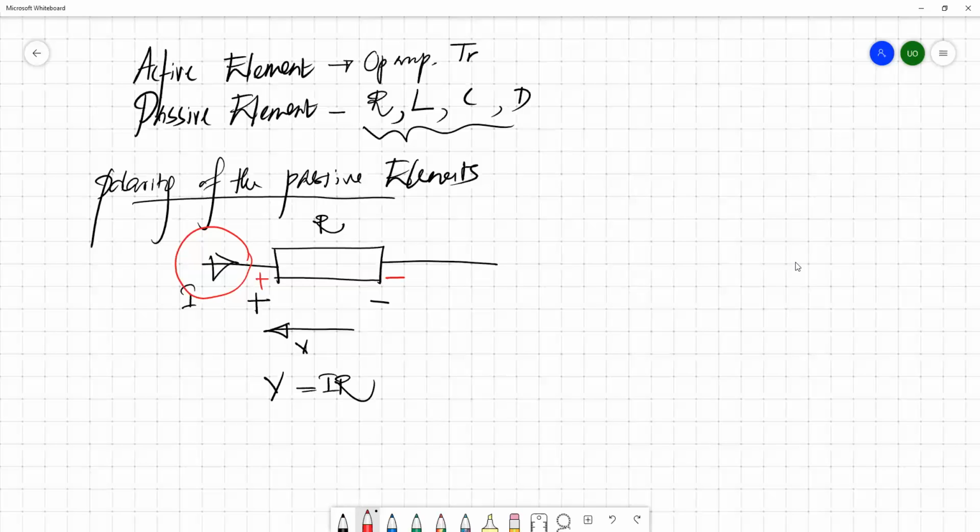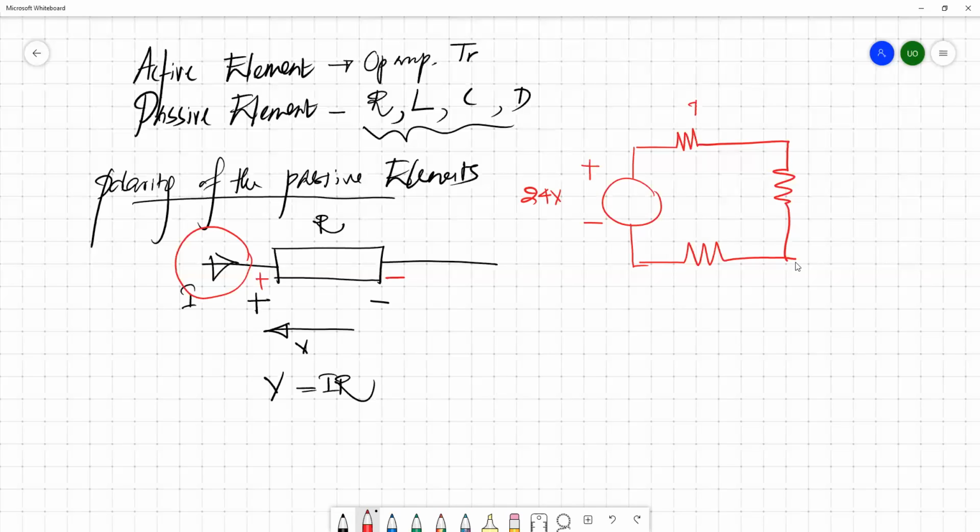So let's take one simple example. Let's refer to exercise one. You have one resistor here, then another resistor here, then that resistor, and you have a source. Here are the plus and minus of the source, and the value of the source is 24 volts. So we have R1, R2, and R3.